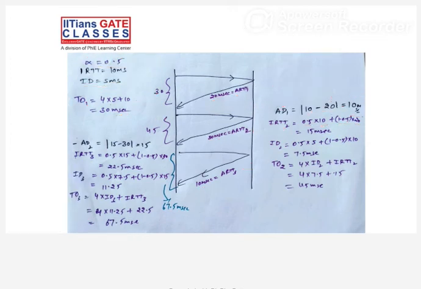Next one, the Robertson algorithm. This is also like a basic algorithm, but there is a little change in that. Whatever is the timeout of the first segment, normally for the next one what we are doing is 2 into timeout. This is the way we are calculating in the basic algorithm.